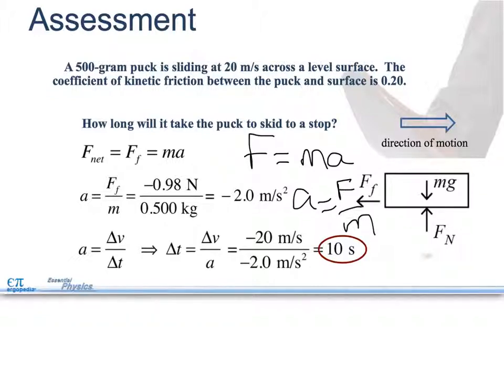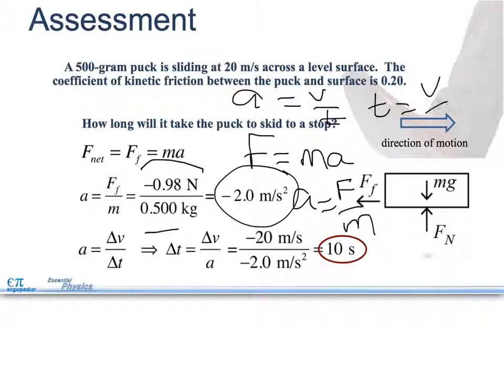So when I find the force of friction divided by 0.50, that gave me this acceleration. So once I have my acceleration, I can then say a equals v divided by t. So I could then say t equals v divided by a, which is what this is, to figure out that it was 10 seconds.